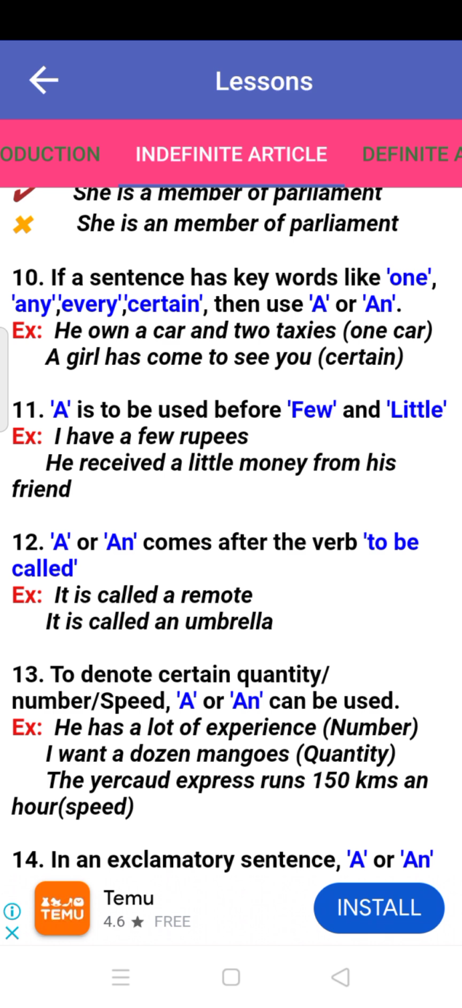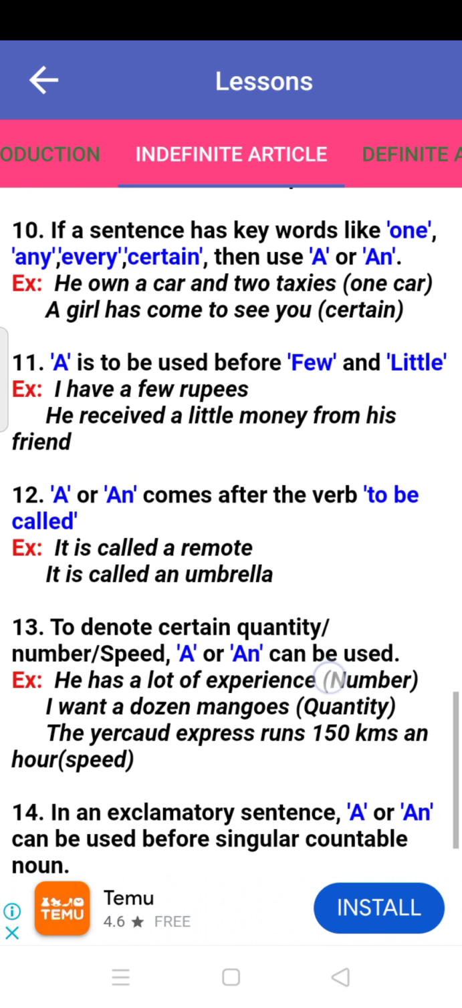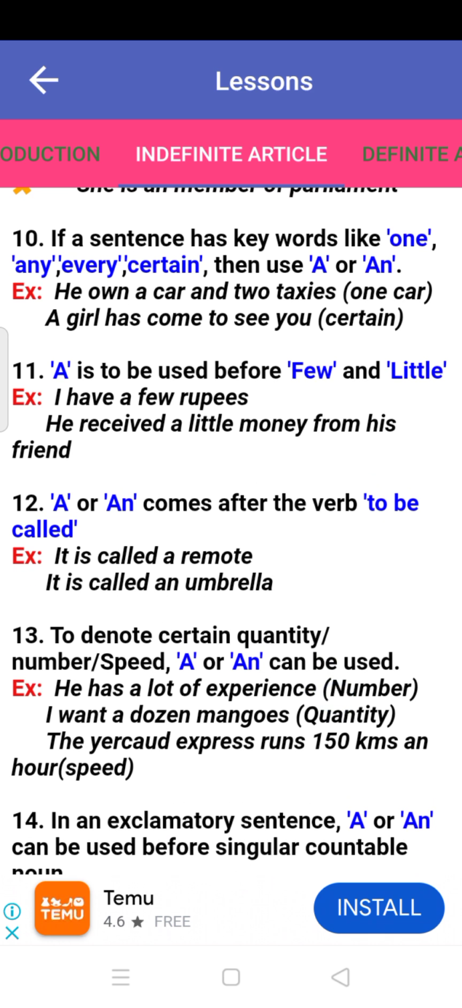The next sentence is: a girl has come to see you. So a girl, there is only one girl. Therefore, we add a before the girl. A girl has come to see you. The 11th one is: a is to be used before few and little. Example: I have a few rupees. He received a little money from his friend.